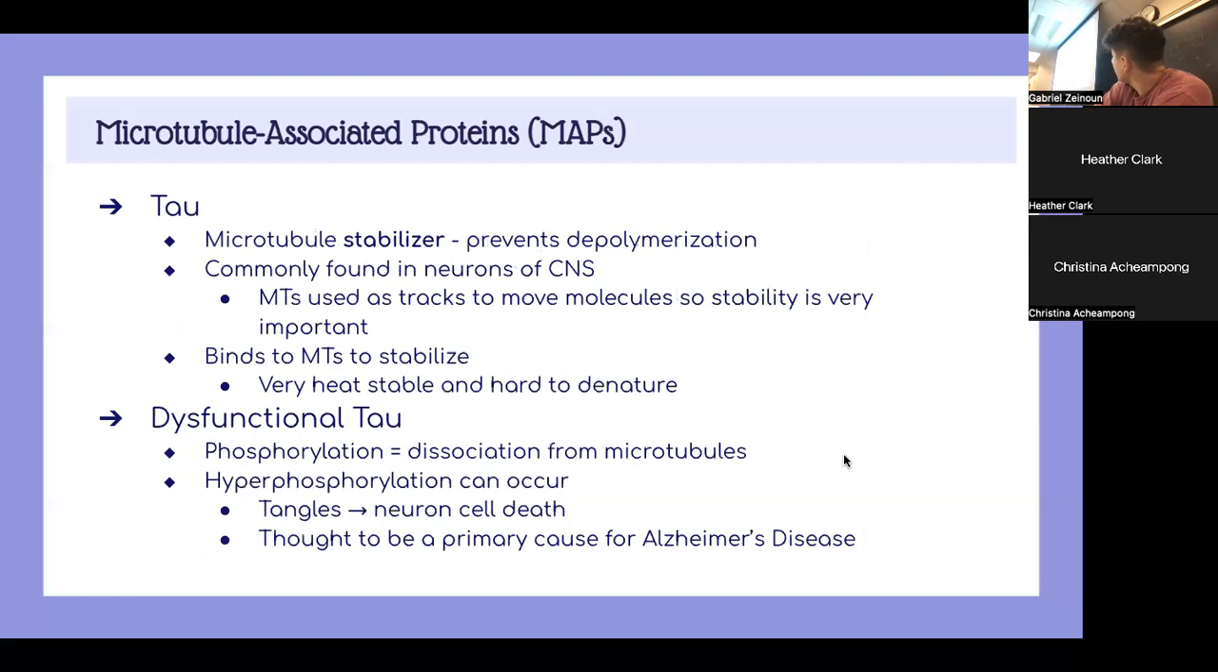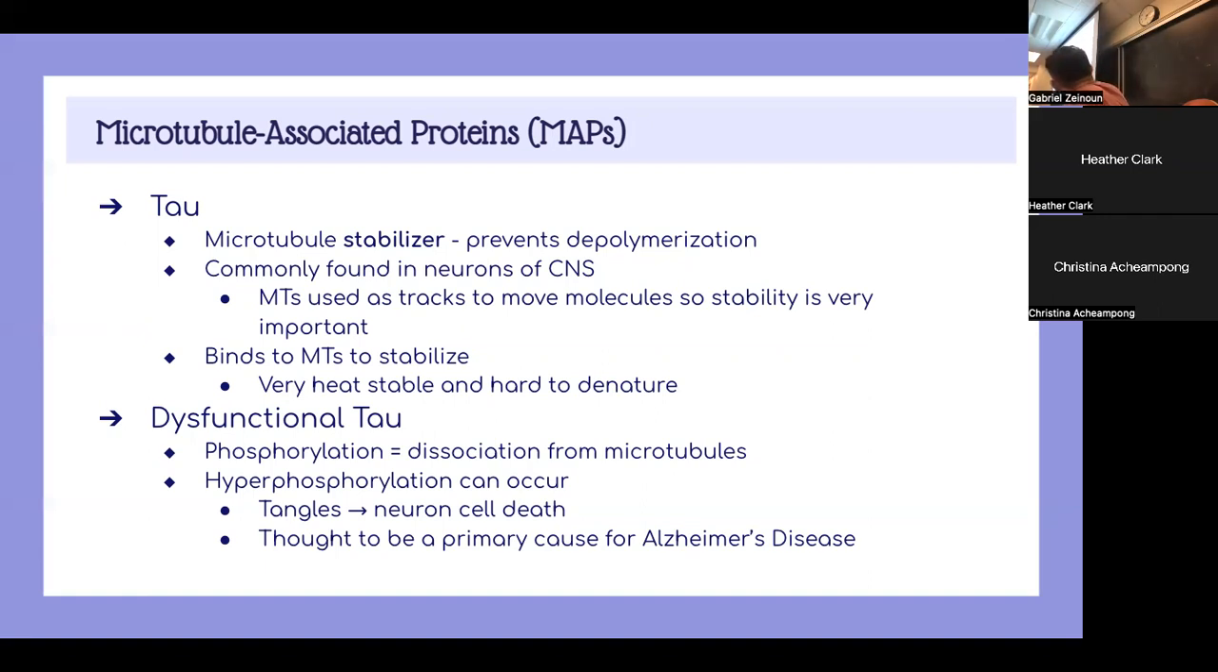Continuing on, we have MAPs, which are microtubule associated proteins, and they can also help or not help. Tau is a very famous one, and I believe this is the one involved with Alzheimer's disease. Tau is not a drug, so it is found in the cells, and when it's working normally, it's in the neurons of the central nervous system.